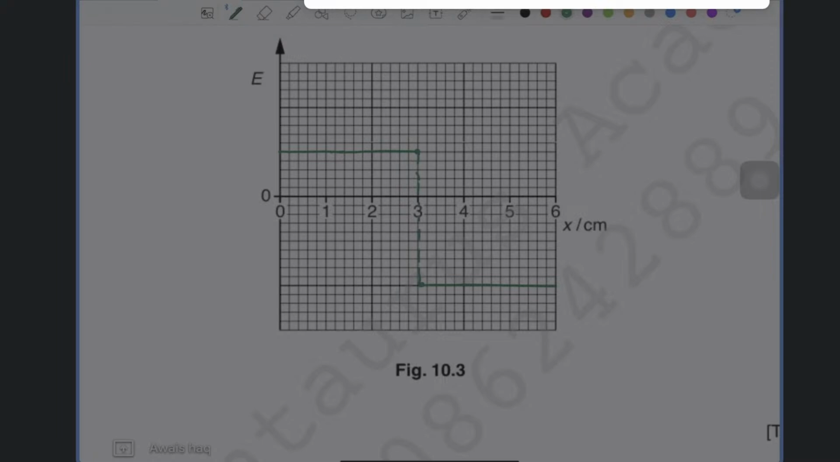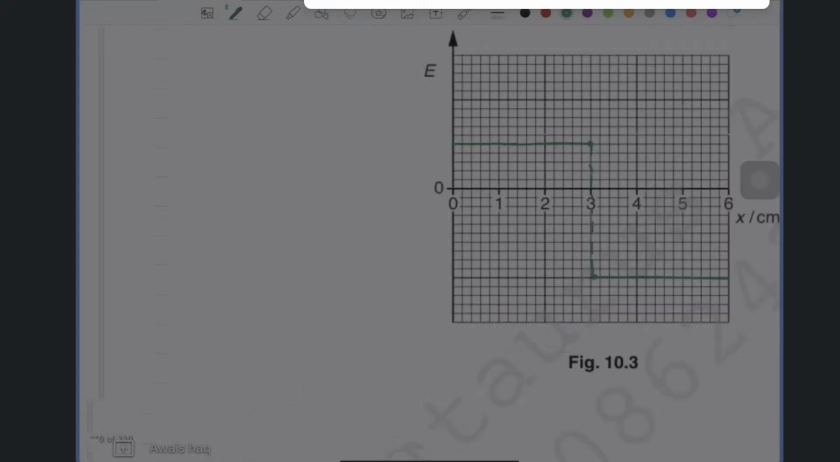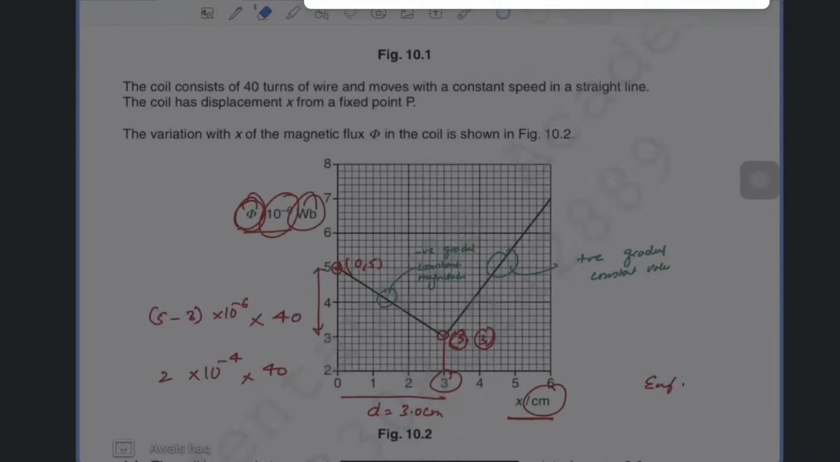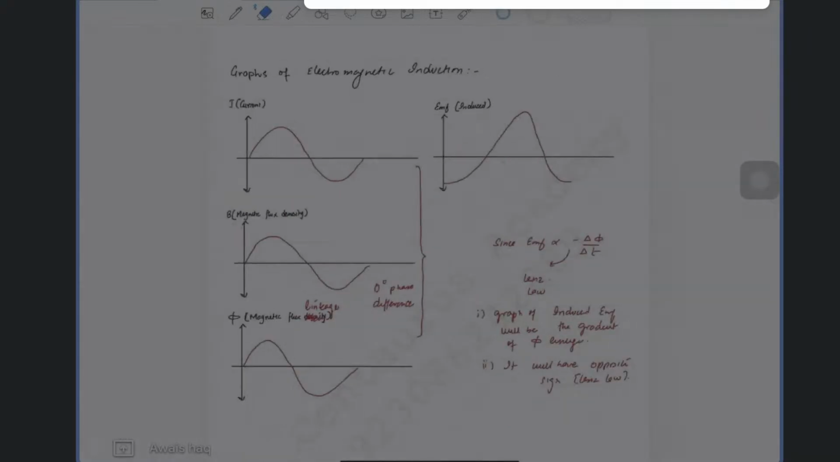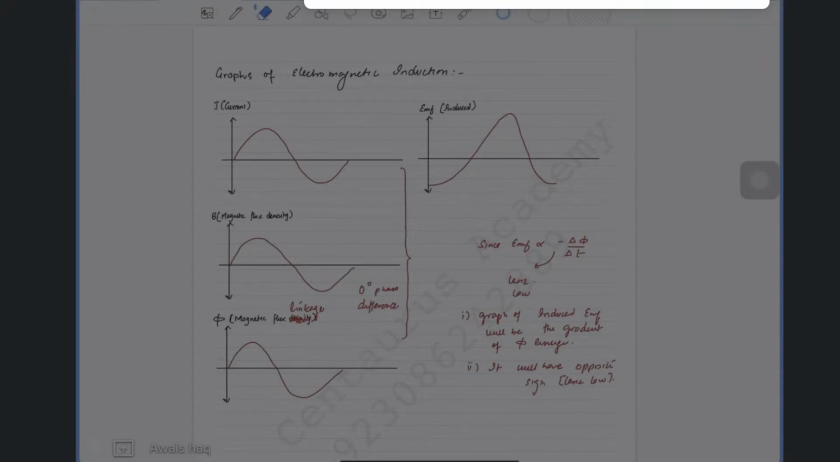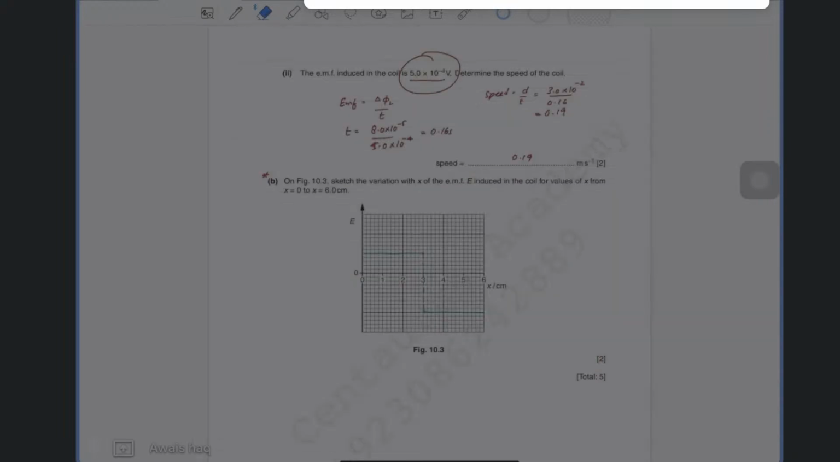So remember, the gradient of any of the 3 graphs that I've told you will be the EMF value, and whatever the sign of that gradient is, you have to take the opposite sign in the graph of EMF. Any questions here? Please let me know. Suman and other people. Everybody get it?